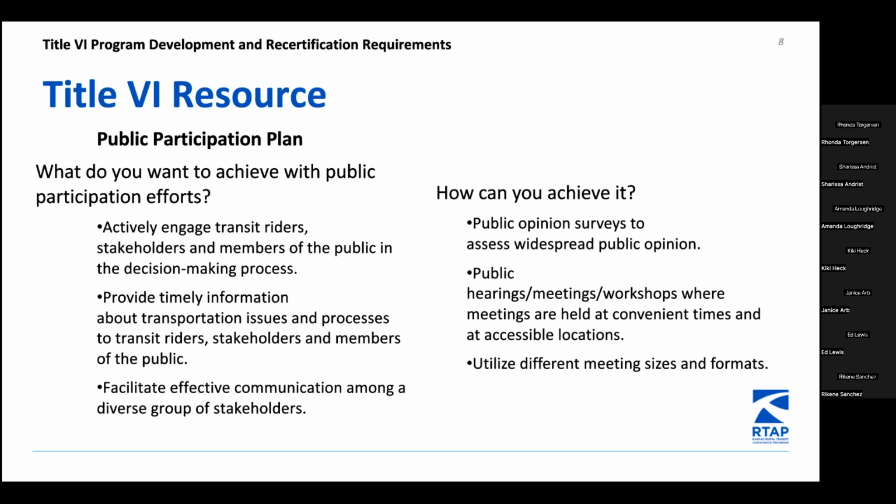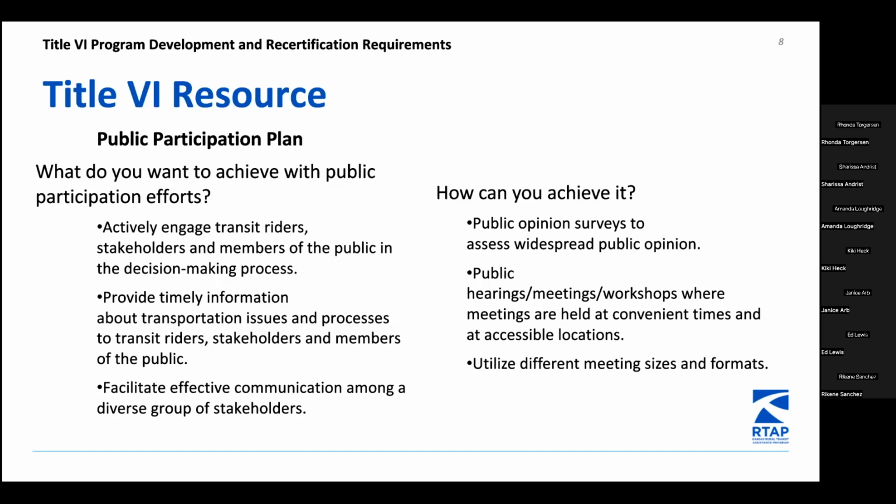But then you have to think about what are the steps within your plan that you're going to put in place to achieve it. So these have to be action items and very specific things that you can do when thinking about public engagement efforts. So this can be utilizing different meeting sizes and formats, or having public opinion surveys to get widespread public opinion. And these are things you'll actually do when engaging with the public.